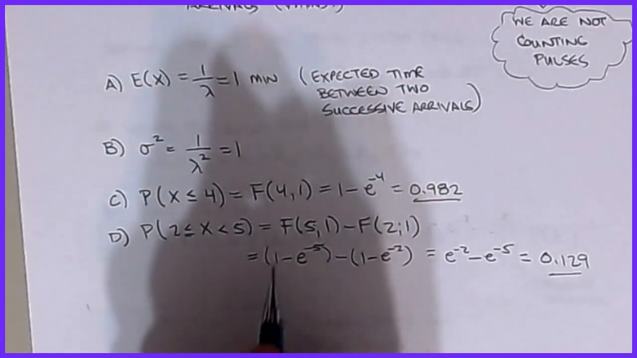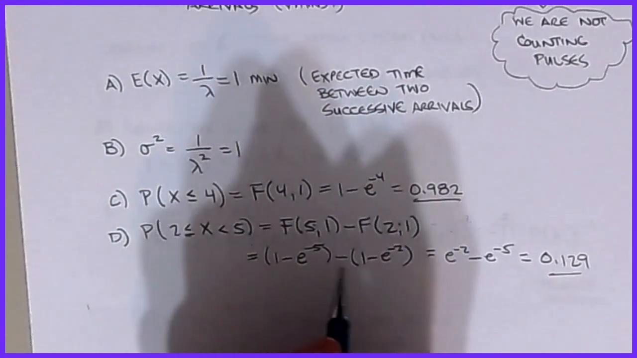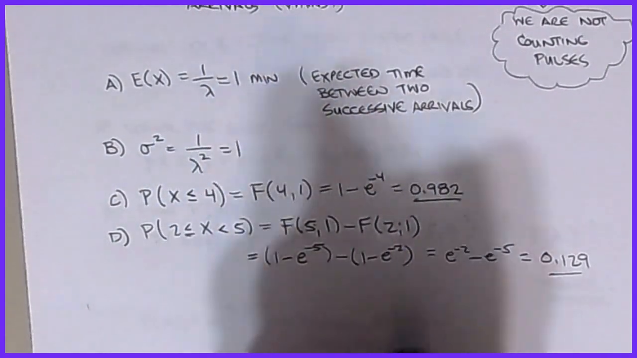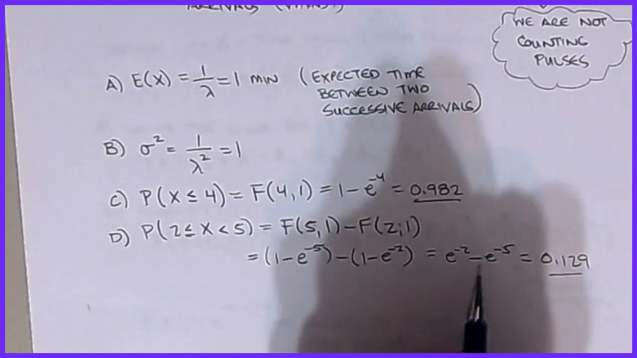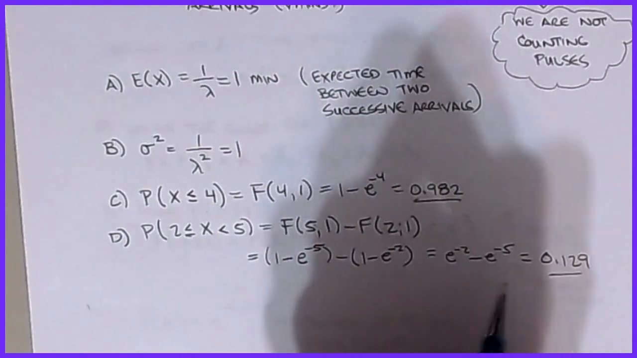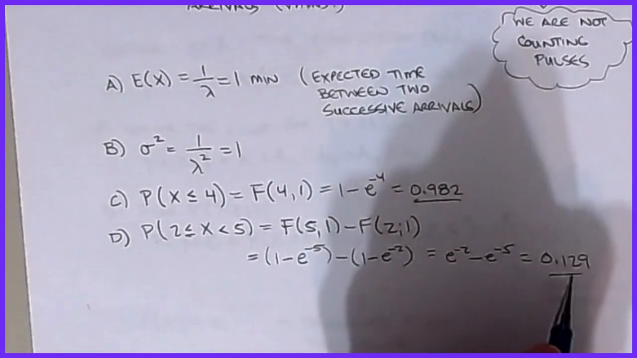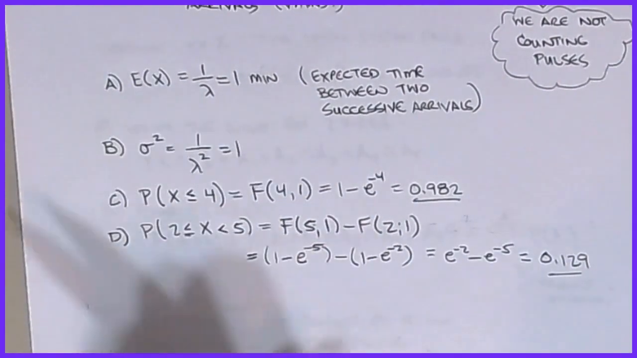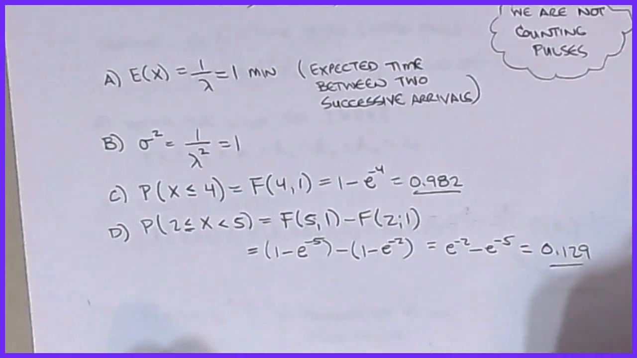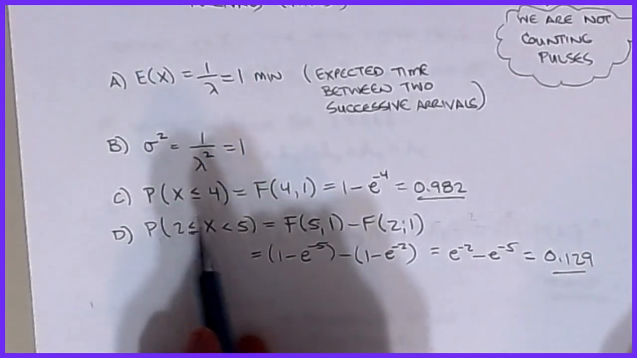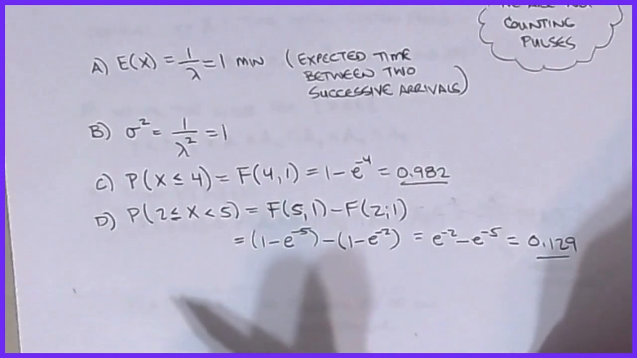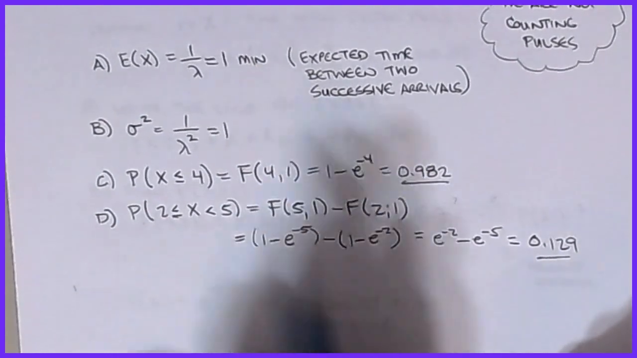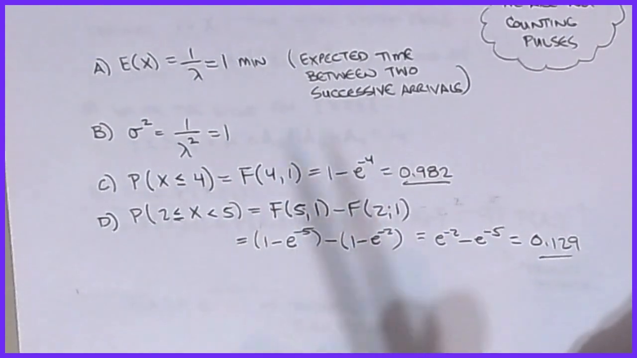If I plug in my equations, 1 minus e to the minus 5 minus 1 minus e to the minus 2, I get the equation e to the minus 2 minus e to the minus 5. And that becomes a probability of 0.129, being the probability of it falling in that range as well. So you can see a lot of the probability falls up in that first quadrant. For x less than 1, a lot of your probability will fall into that.